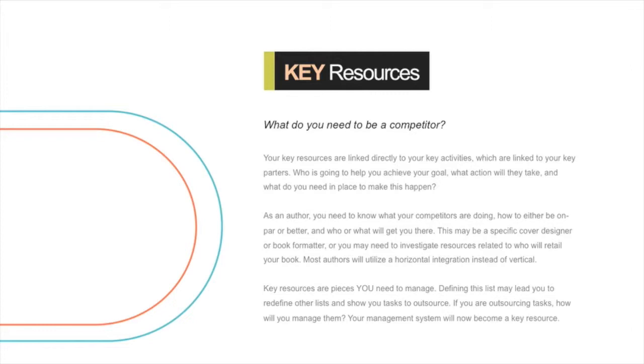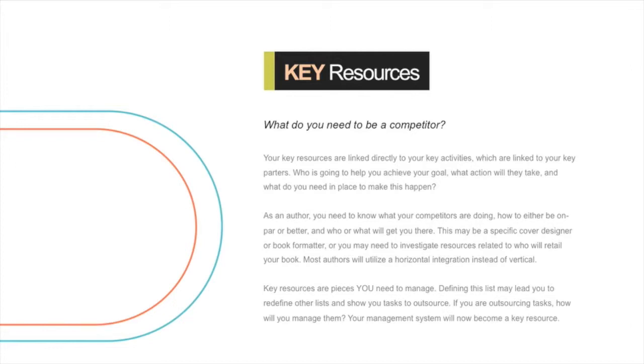If you want your book to be next to Harry Potter on the shelf, you need to look and make sure that your cover would be competitive with the Harry Potter cover. If you want your book to be next to Dr. Seuss, you need to look at your illustrations. Are they Dr. Seuss quality? And if they're not, a key resource would be an illustrator. Your key resources could be a specific cover designer or a book formatter.